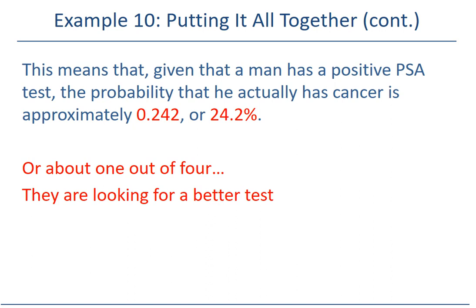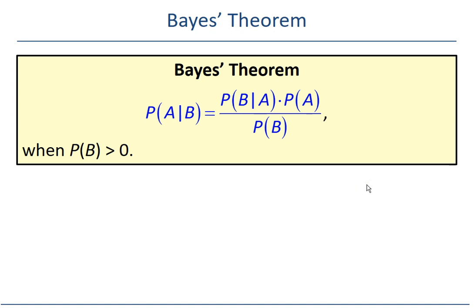So as you can see, they're looking for a better test, but this is what they have so far. And this is sort of summarized as what is called Bayes' theorem, which is what we just had. Now here, your value of P has to be greater than 0.